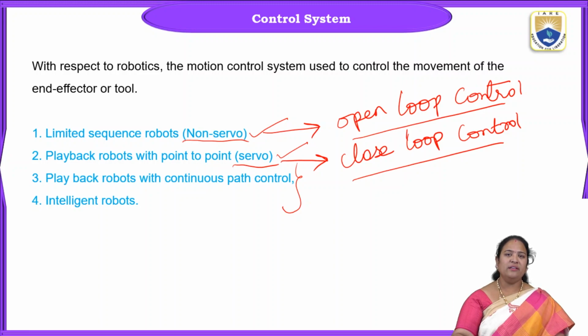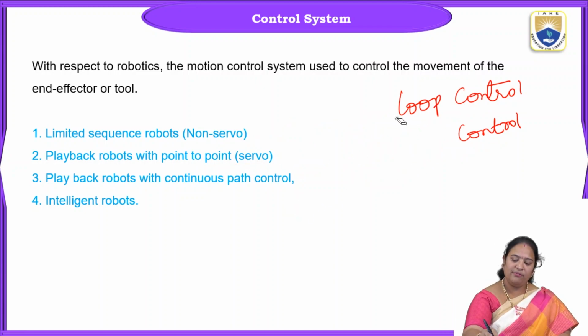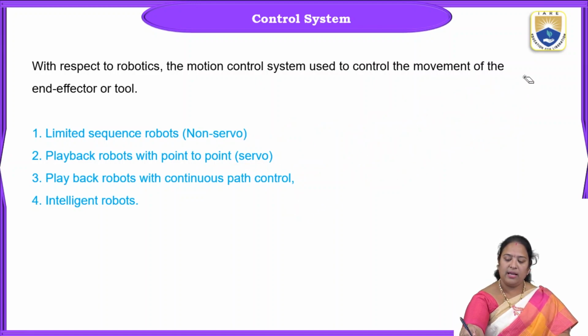So in the closed controller, as I have said, we have three types: point to point, continuous path, and intelligent robot. Now, before we go into point to point and continuous path, let us see how this open loop controller works with the help of a line diagram.